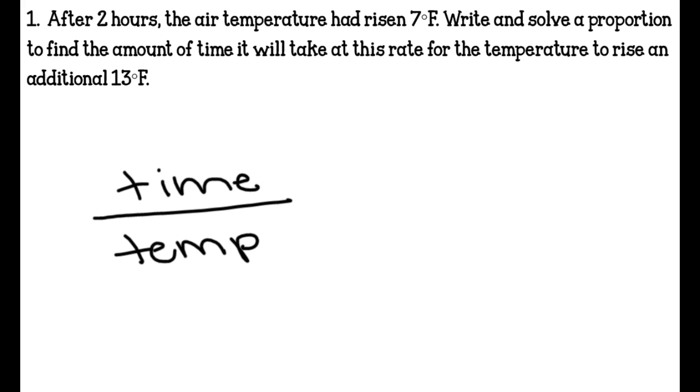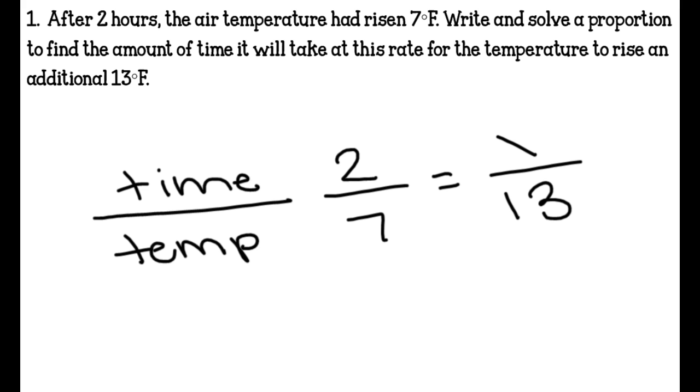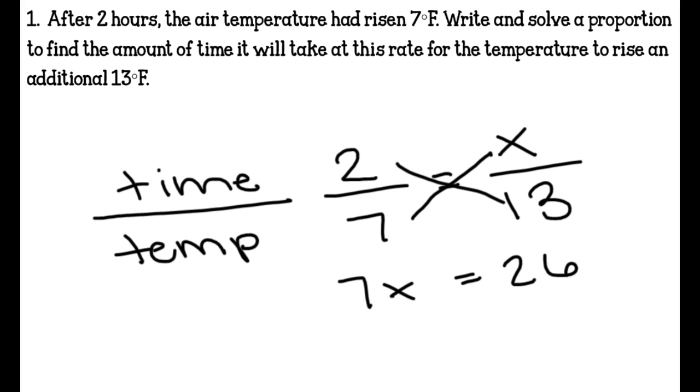So the time was 2 hours, and it rose 7 degrees in that time frame. And we want to see how long will it take for it to rise 13 degrees. So we put an x up here. So we cross multiply. We take 7 times x is 7x, and 2 times 13 is 26. And we divide by 7 on both sides. So x equals 26/7, which would be about 3.78.